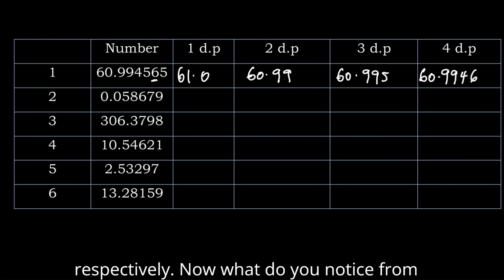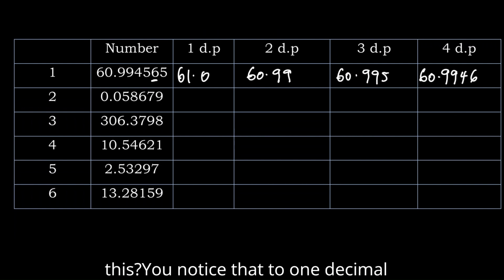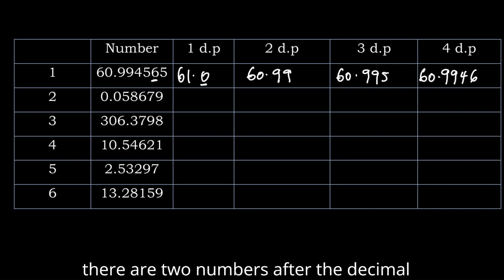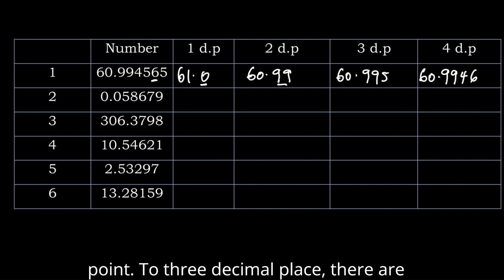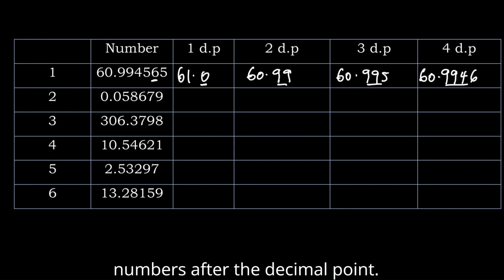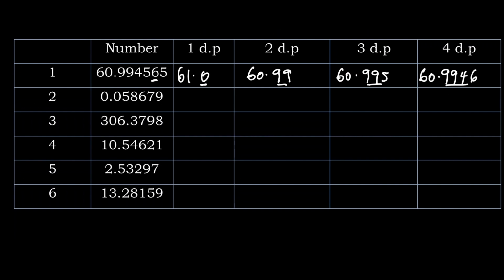Now, what do you notice from this? You notice that to 1 decimal place, we have only one number after the decimal point. To 2 decimal place, there are 2 numbers after the decimal point. To 3 decimal place, there are 3 numbers after the decimal point. And to 4 decimal place, there are 4 numbers after the decimal point.